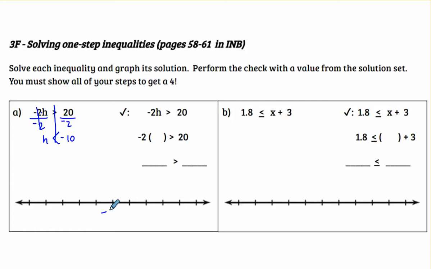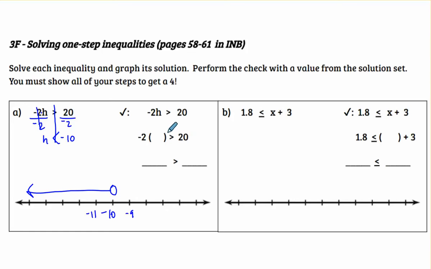So I'm going to put negative 10 on my number line. Maybe I'll put negative 9 here and negative 11 here. It's going to be an open dot, and it's going to point to the left because that starts with an L. And this would be my graph.